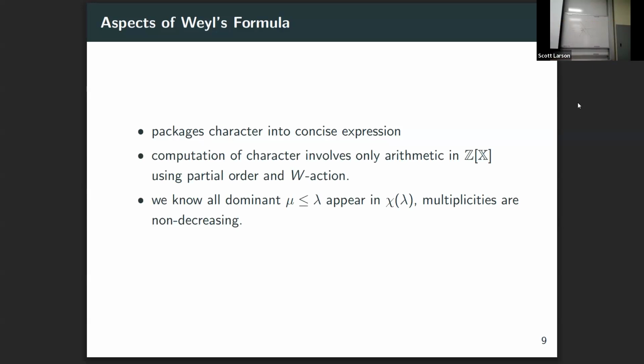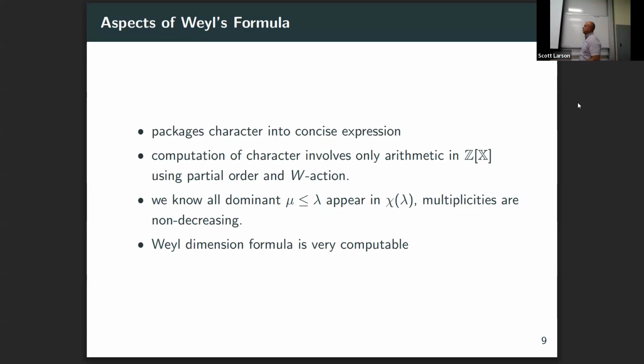And we know which weights appear. So in chi of lambda, I know which dominant weights appear. It's all the dominant weights that are less than or equal to lambda in the partial order. And the multiplicities are non-decreasing as we work our way in. And then, of course, Weyl's dimension formula. That is extremely computable. So these are some of the things that make Weyl's formula really attractive.